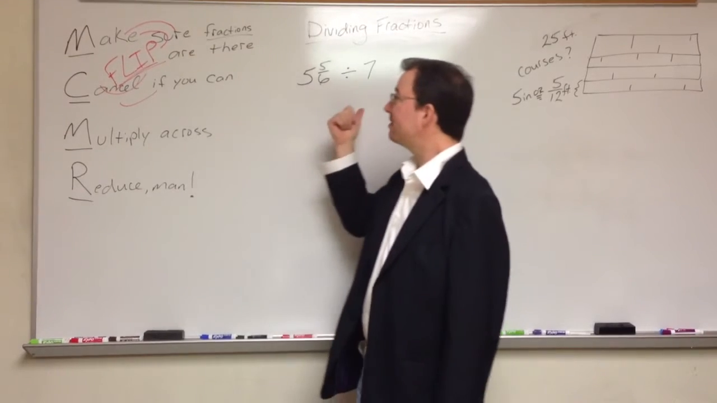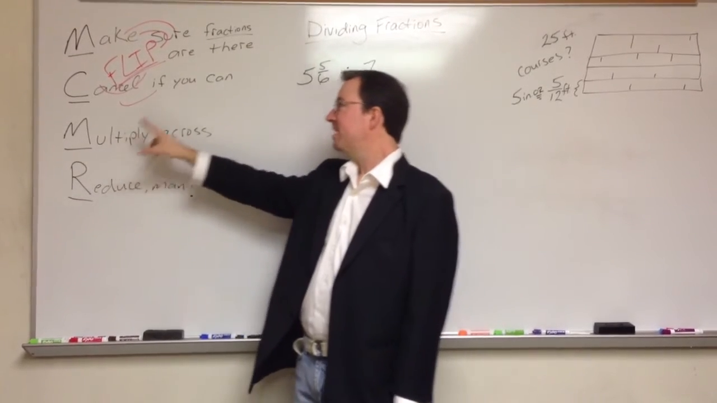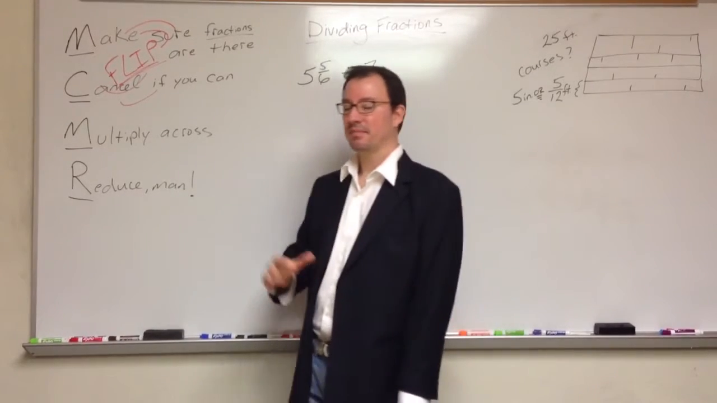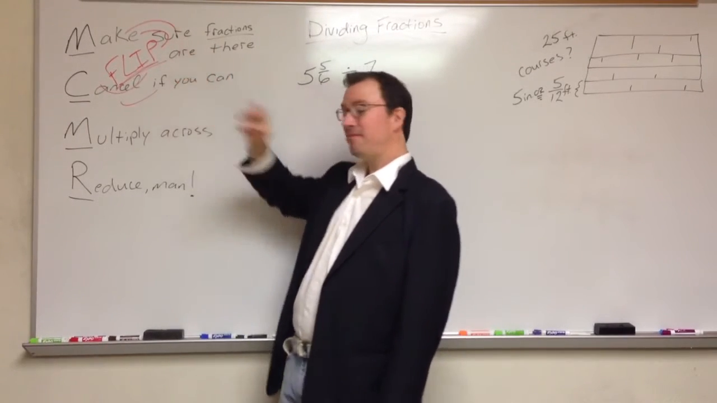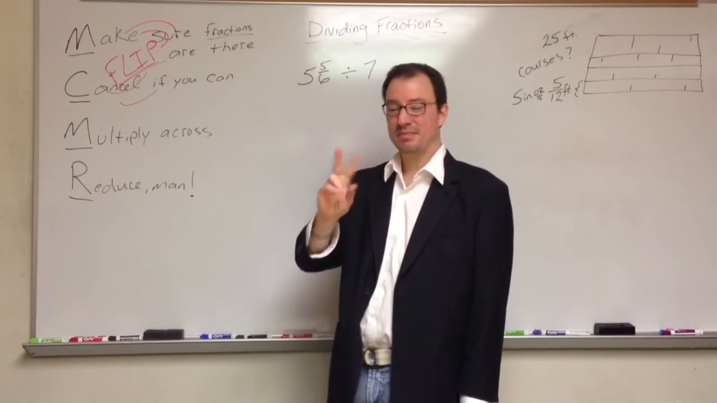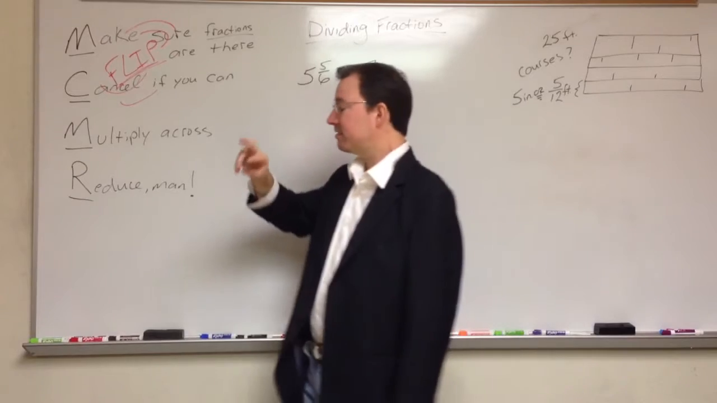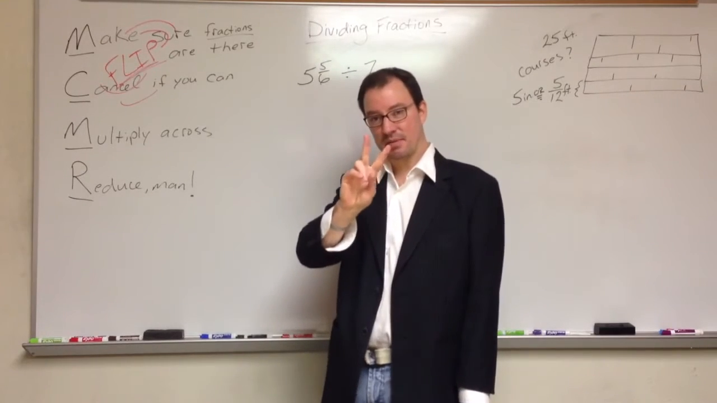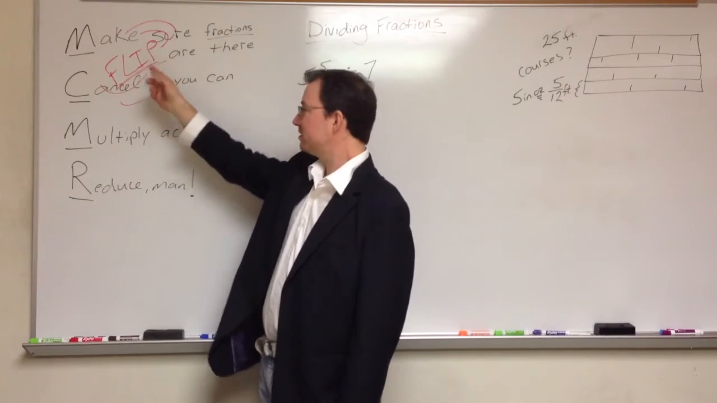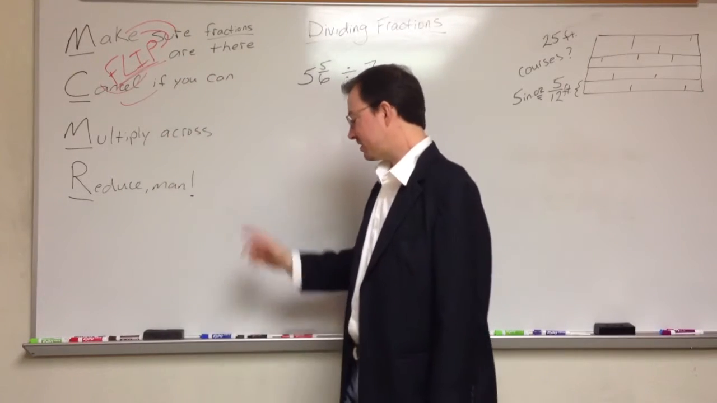See, we don't actually divide fractions, we multiply them. Fractions are friendly, they don't really like to be divided, so we multiply them. So make sure you have fractions, flip. Second step, flip it. So if you do this little thing here, remember that might help you. The second step, flip. You flip the second number on the second step. Flip the fraction. Make sure you have fractions, flip, cancel if you can, multiply, cross, and reduce, man.